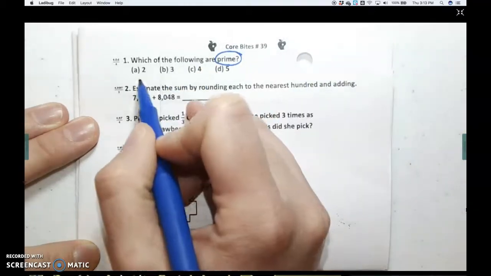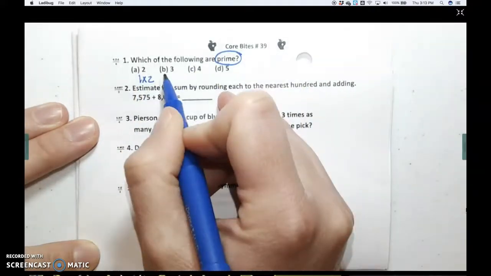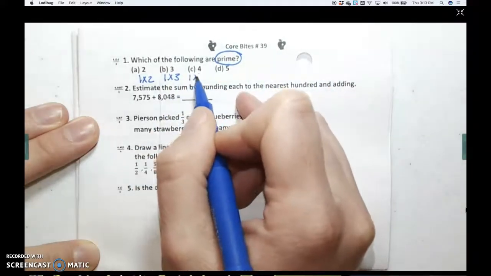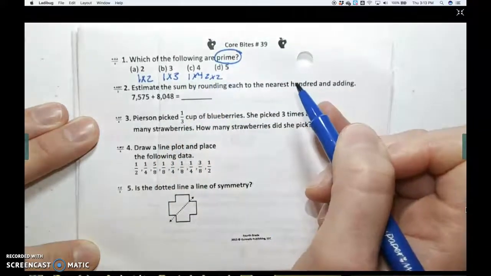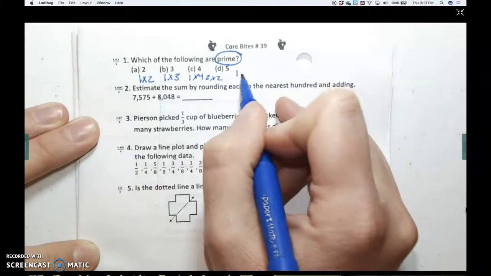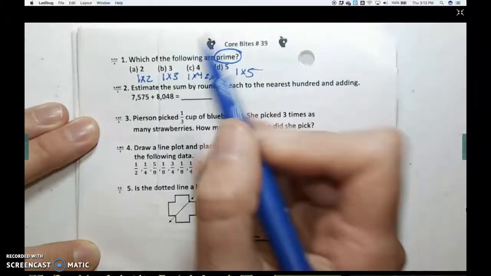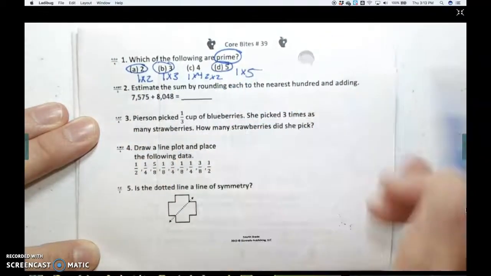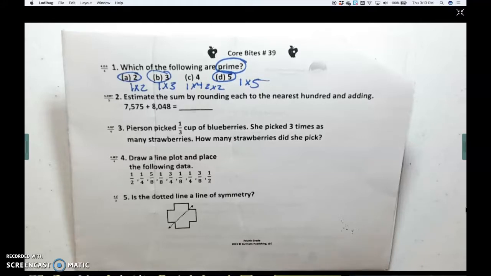So for 1 and 2, you would say 1 times 2. That's all you can do. For 3, you would do 1 times 3. For 4, you could do 1 times 4, but you could also do 2 times 2 to get 4. And then for 5, you can only do 1 times 5. So your prime numbers for this one would actually be 2, 3, and 5. 4 would be a composite number because you can multiply more than just 1 and itself to find that same number.